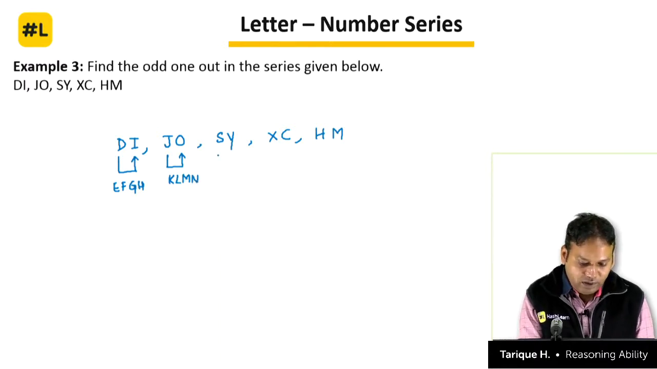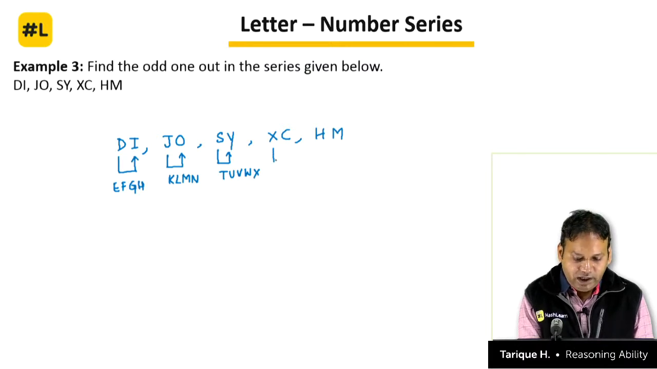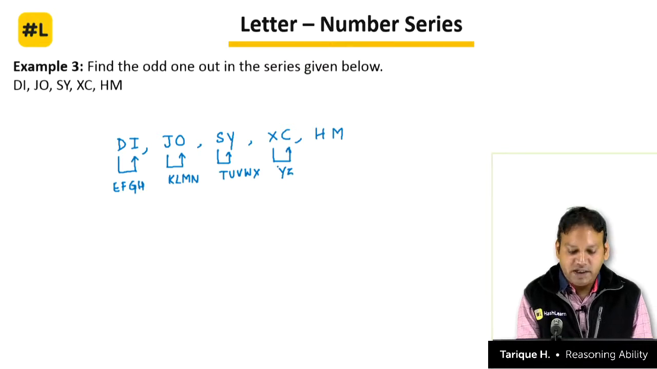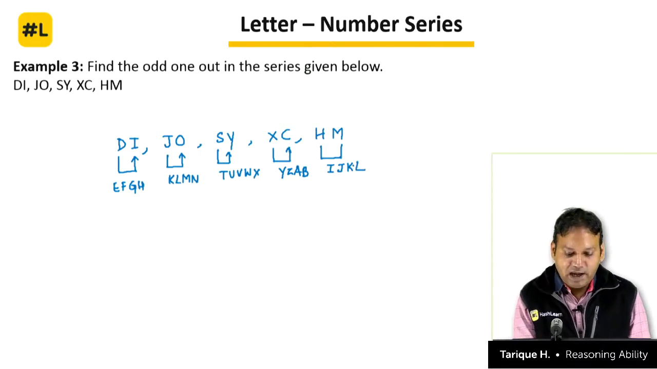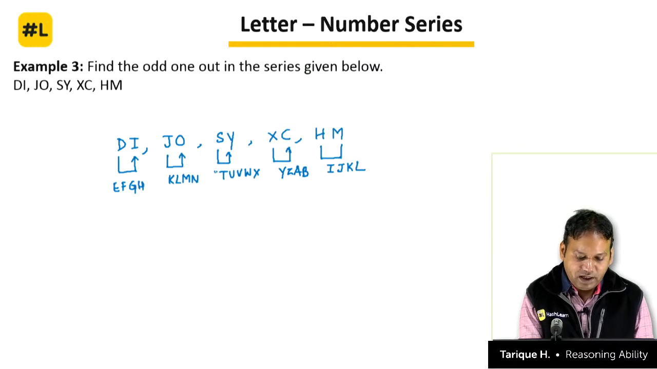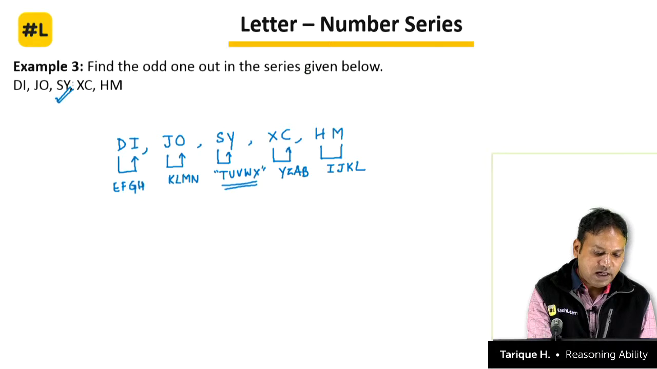Similarly between S and Y, how many letters are there? T, U, V, W, X. 5 letters are there. Look at X and C: Y, Z, and continue after Z. So we get what? A and B. Look at H and M: I, J, K, L. So in all of the other letter combinations there is a gap of 4 letters between them, but in S and Y there is a gap of 5. That is why the odd one out here very clearly is SY.